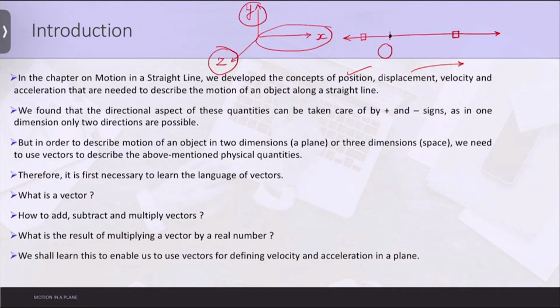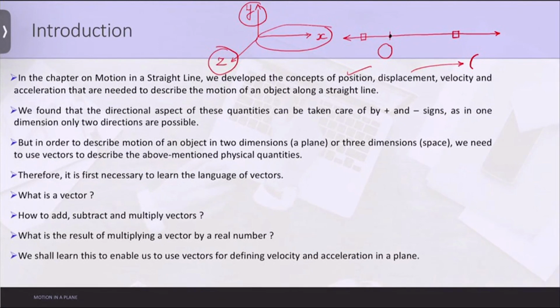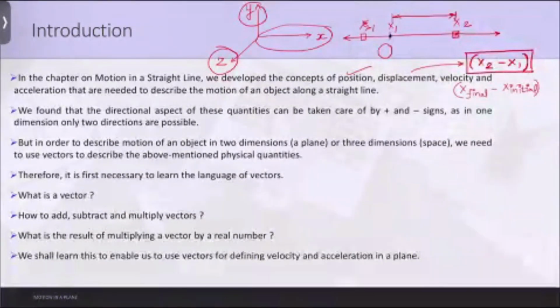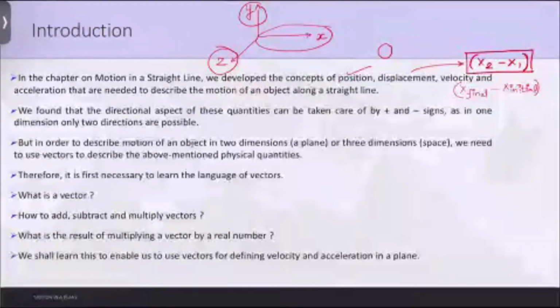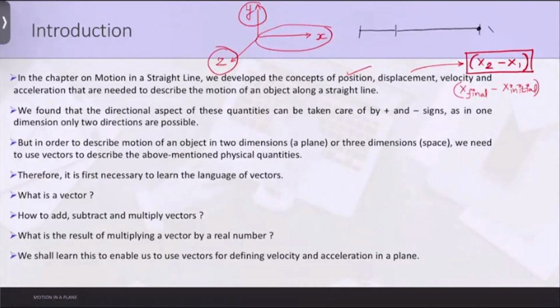For now, let us understand displacement. Displacement was mathematically written as x2 minus x1. Let us start again. What is displacement? Displacement is nothing but x2 minus x1, or in more general terms, x final minus x initial. Graphical form for the motion in a straight line: let us say this is the value of x2, this is the value of x1, which was the origin. That is nothing but x2 minus x1, right?